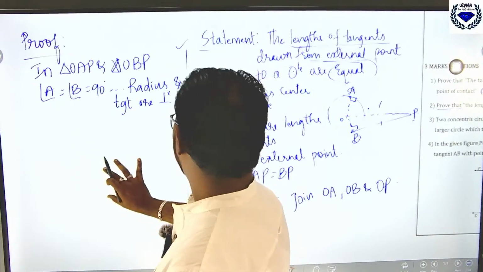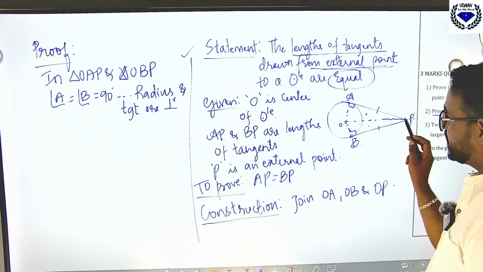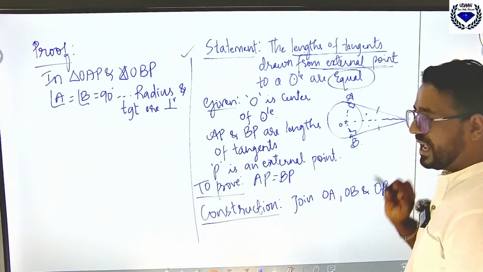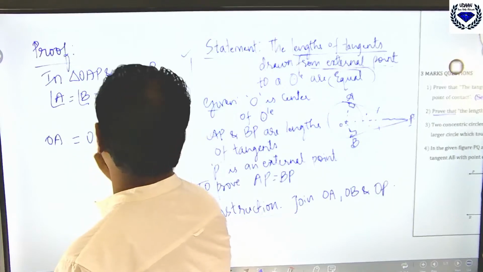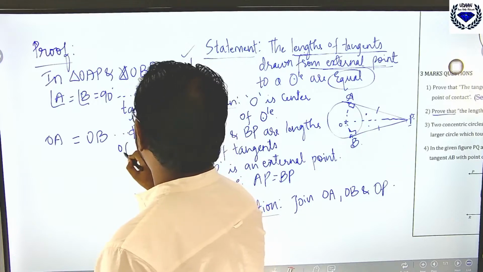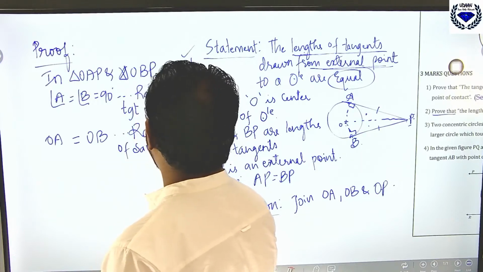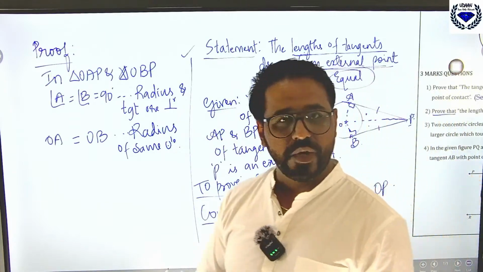Then coming to the next one, what is common here? OP and OP is common, and OA and OB are radii of the circle. So what can you do? OA equal to OB. Why? Radii of the same circle are equal. Then you can write OP equal to OP. Why OP equal to OP?